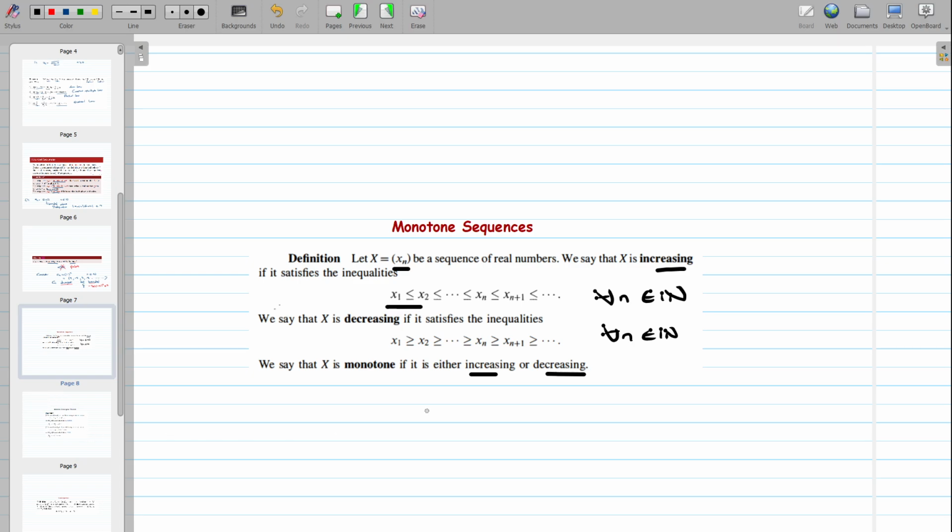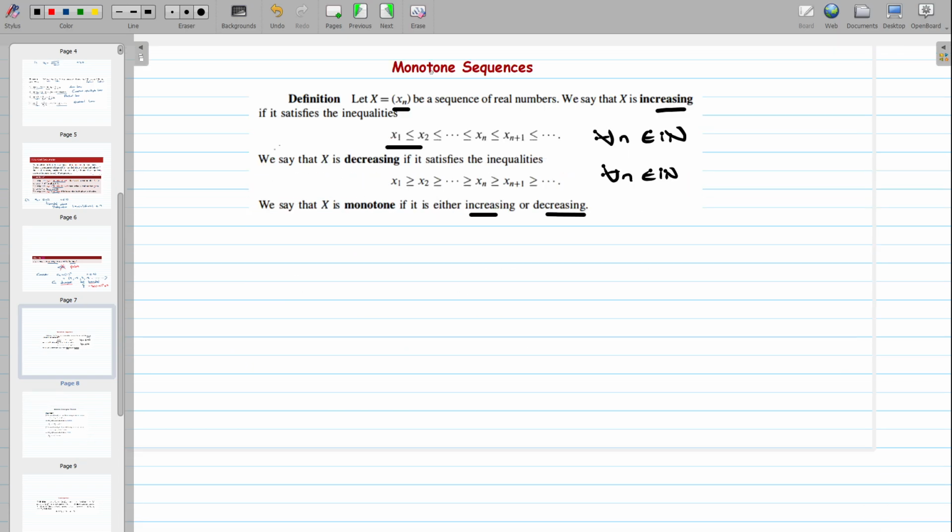Now let's look at some examples of monotone sequences. So examples of monotonically increasing sequences. Let's look at some examples of increasing sequences. The first example that we are going to look at here is a very simple example.